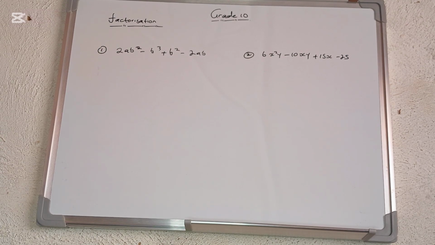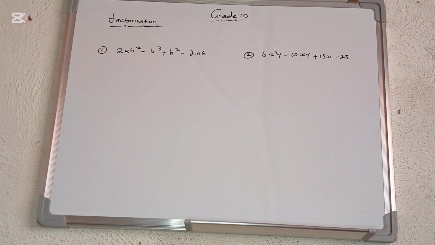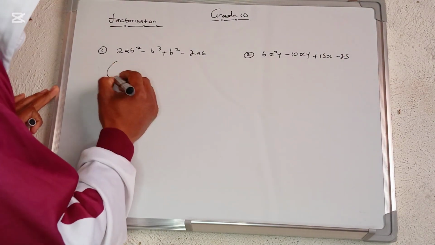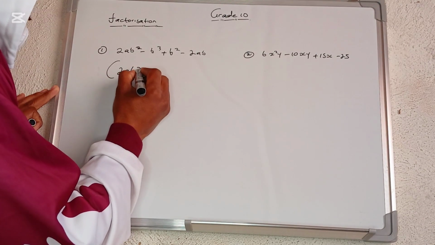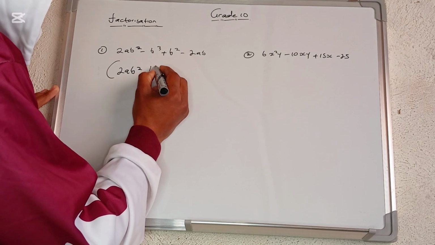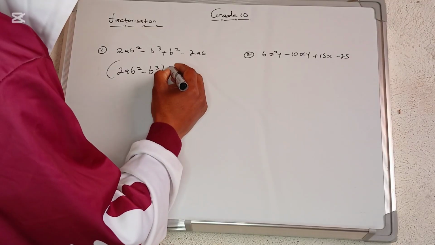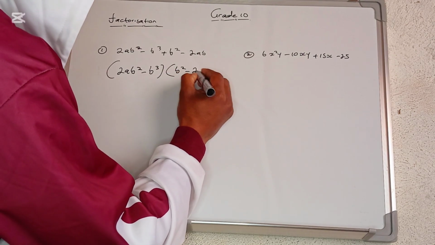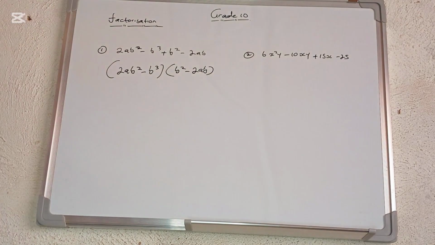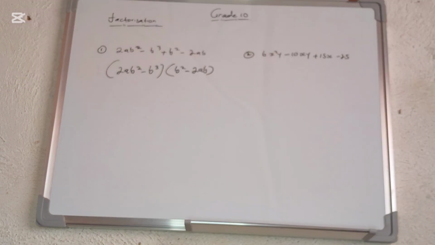When I'm solving such expressions, we have certain rules that we apply. Our first rule is to group the expression into two parts. When you group it into two parts, you're going to have 2ab squared minus b cubed, then b squared minus 2ab. After you have grouped your expression into two parts, you are now going to take out the common factor, which is the second rule.